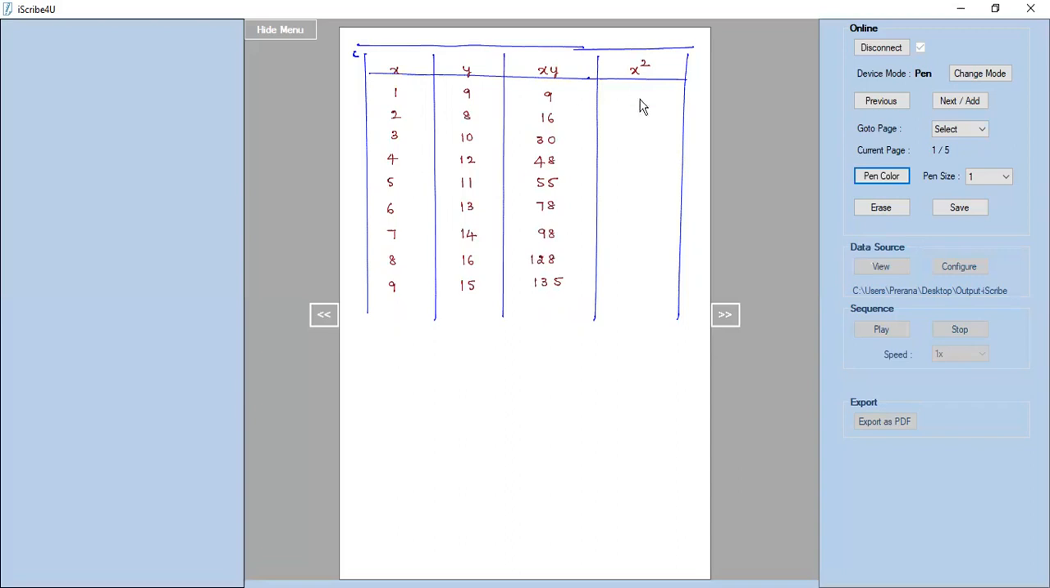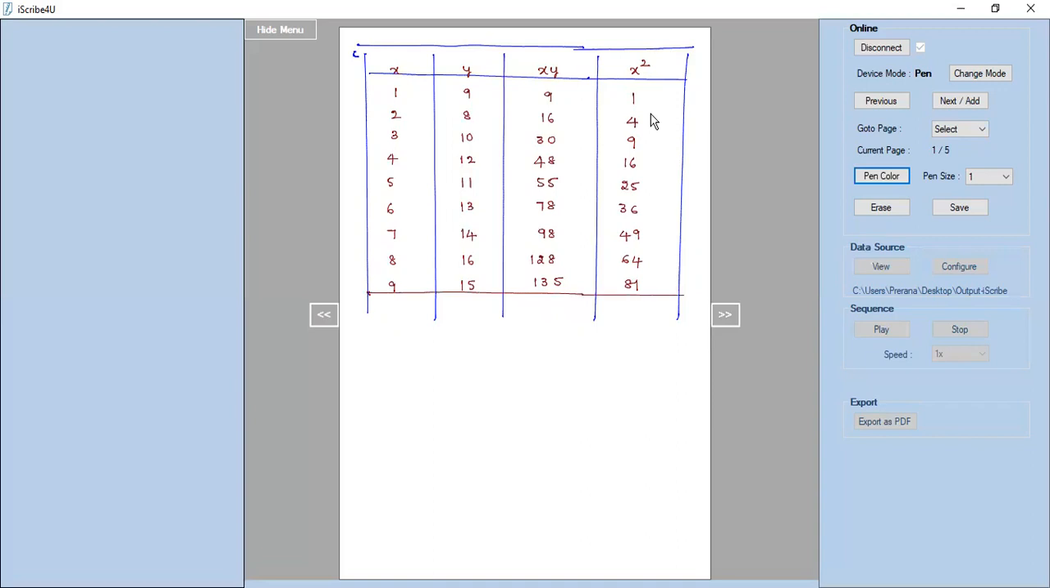Now the next column, that is x square, we have to prepare. The x values are 1 to 9, and squaring them, their squares should be written here. So we have the respective values as 1, 4, 9, 16, 25, 36, 49, 64, 81. These are the respective values of x square we have written.